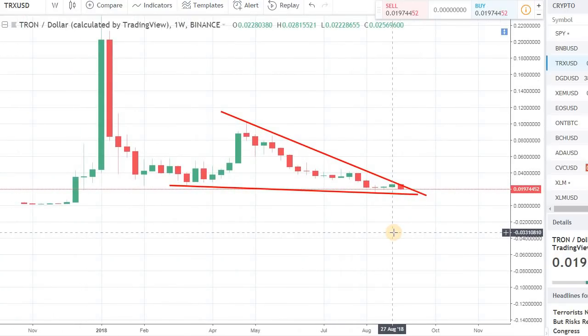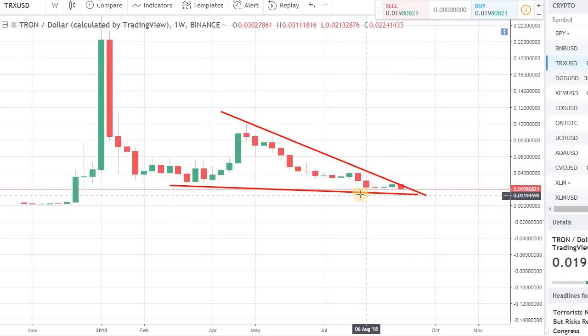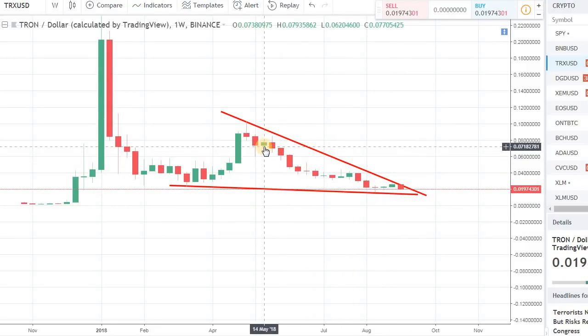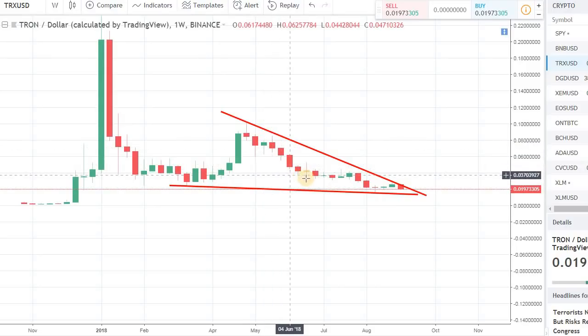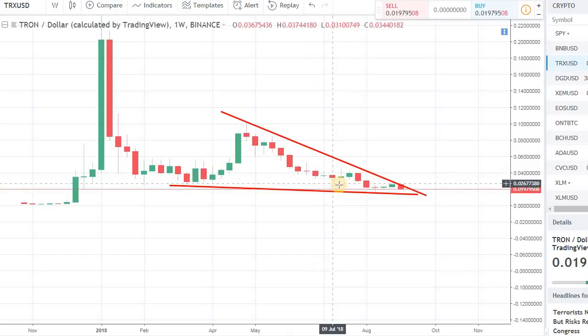One thing I want to talk about with Tron is that for almost a month, for almost the last few months, it's been very much in a range-bound trade. I'm seeing a lot of dojis and inverse hammers.